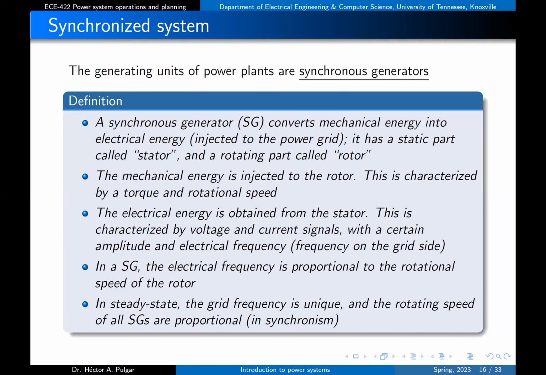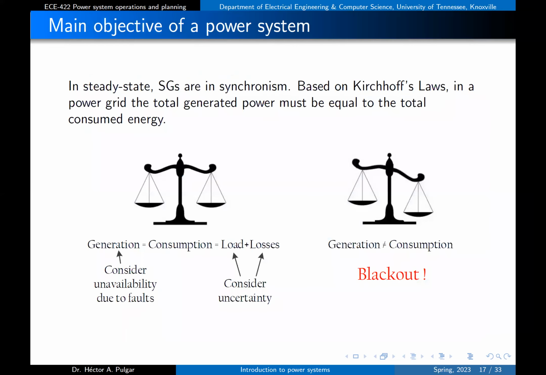In this slide, I have some description of what a synchronous generator is and what that means. But it's basically what we're taught. And here is another slide related to the same thing.